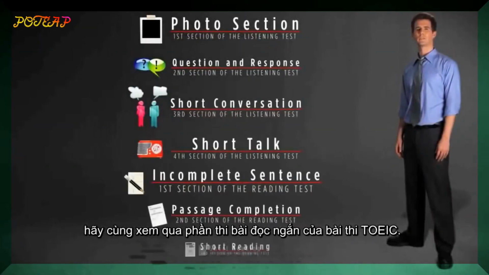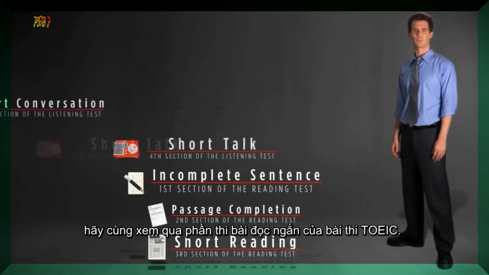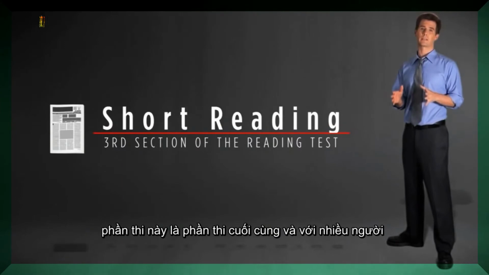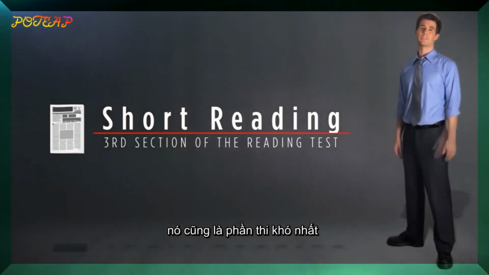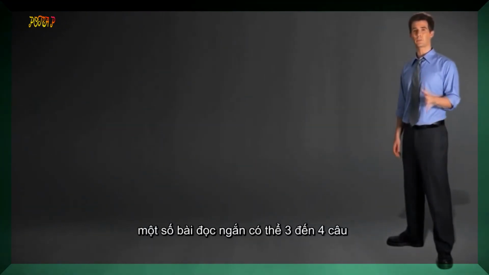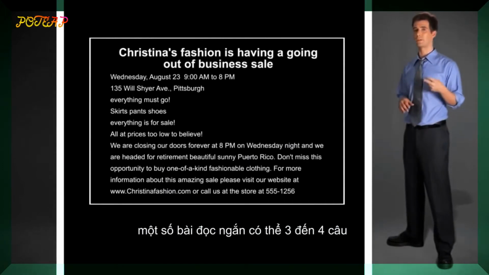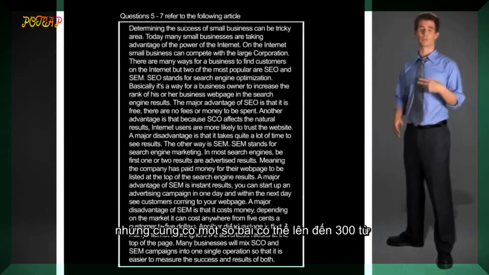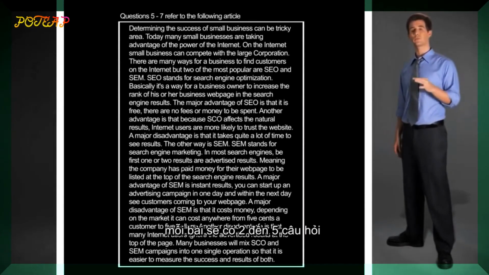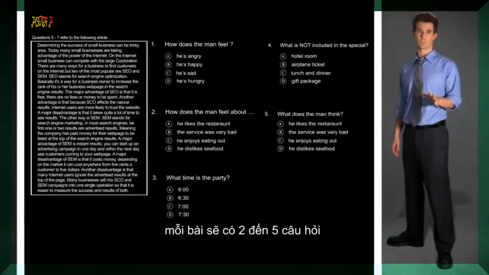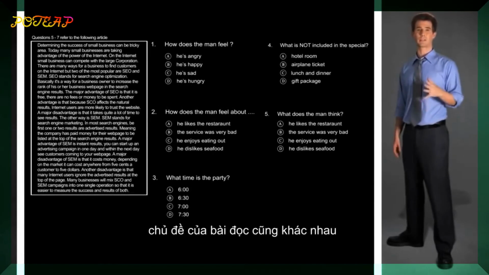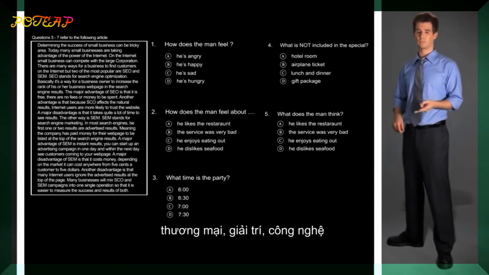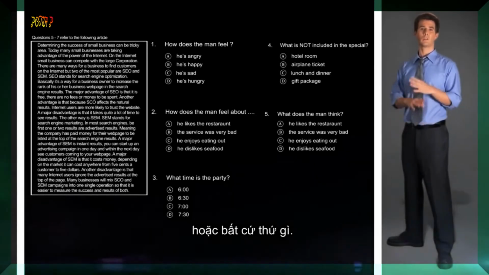Today, we're going to take a look at the short reading section of the TOEIC test. Now, this section is the very last section of the test, and for many people, it's the most difficult section. Now, some of these readings can be very short, like 3 to 4 sentences long. Some of them can be very long, like 300 words. Each reading will have 2 to 5 questions. Each reading subject is a little different. Sometimes it can be about work, trade, entertainment, technology, really anything.